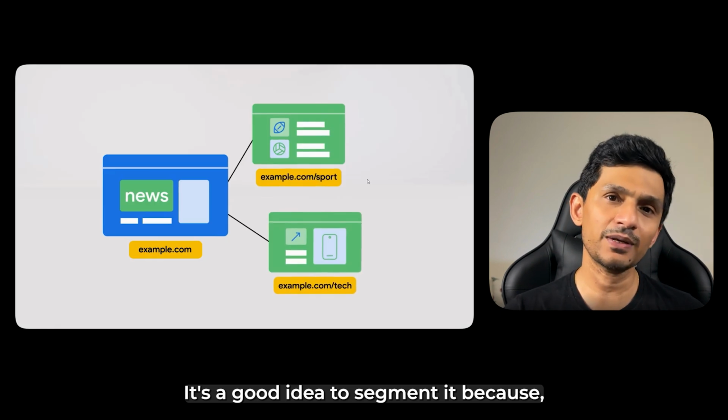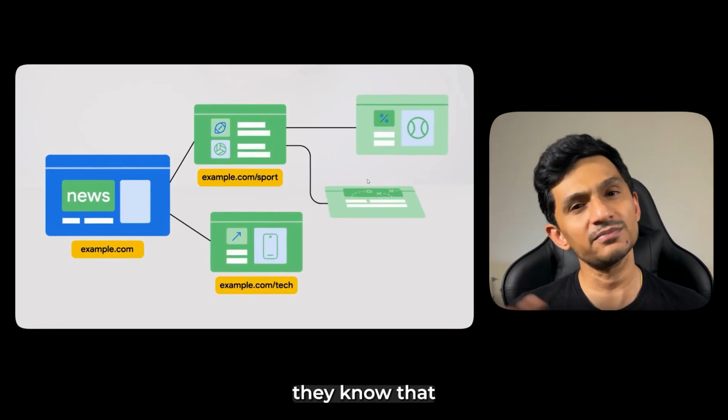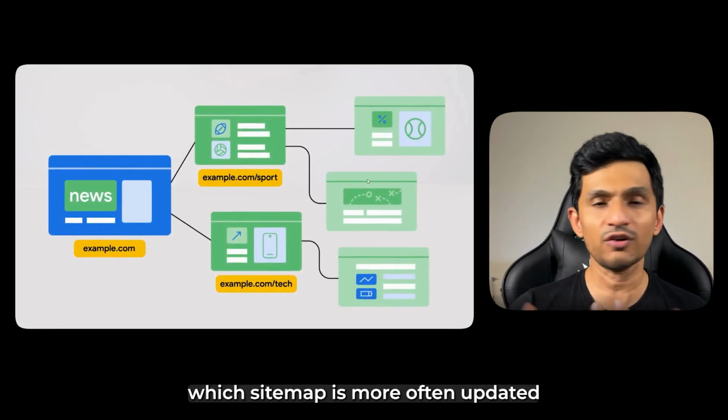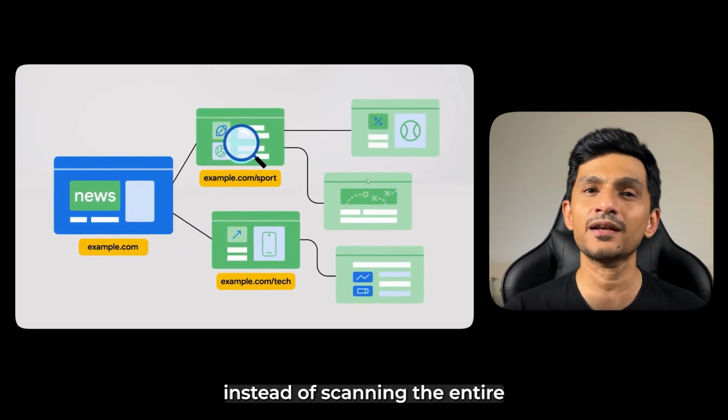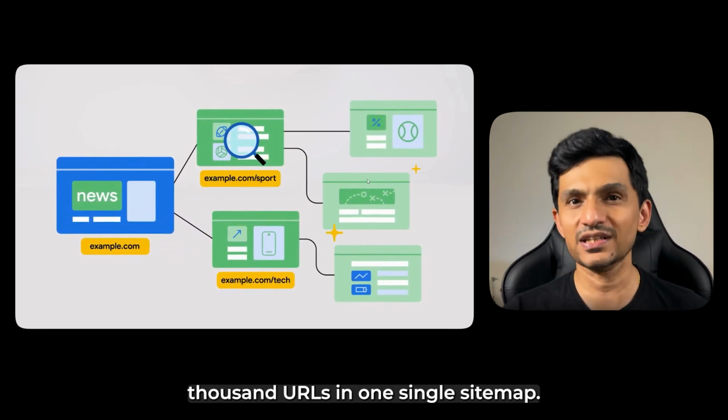It's a good idea to segment it because when the crawlers come, they know which sitemap is more often updated, and they can just go through those URLs instead of scanning the entire 1,000 URLs in one single sitemap.